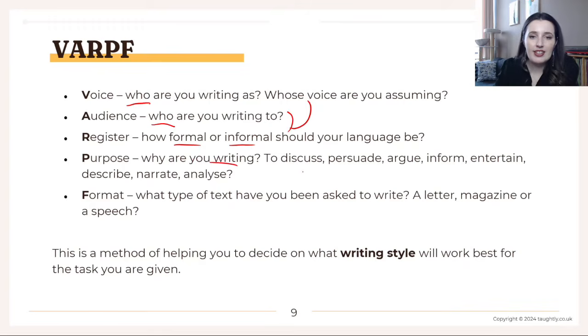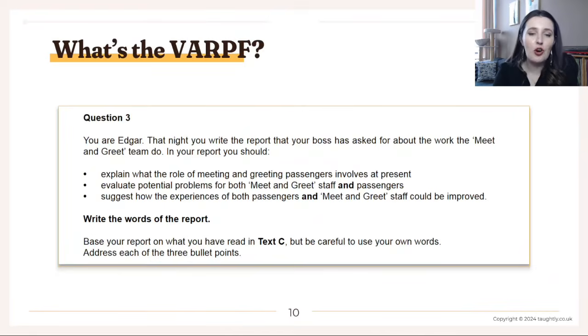Purpose, why are you writing? Are you discussing, persuading, arguing, informing, entertaining, etc.? And format, what text type have you been asked to write? In this case, it will be a formal report. So all of this together can help us figure out our writing style. What is the VORP in this question then? This is the November 2023 first ever formal report question, by the way. Get pumped, get excited for it.